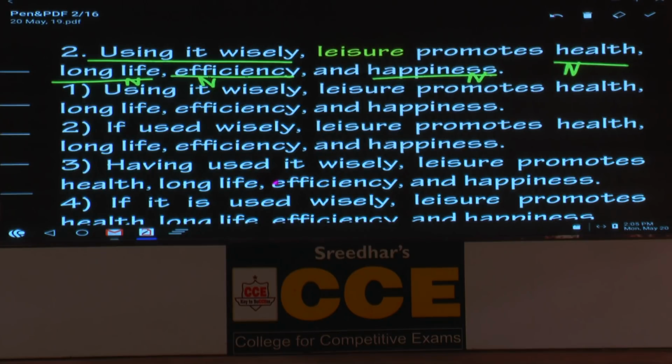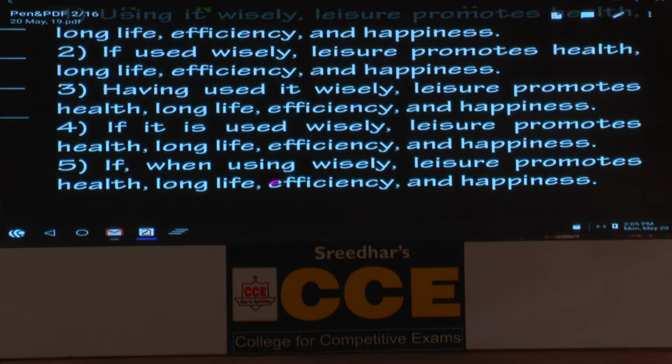Same thing repeated. If used wisely, leisure promotes health, long life, efficiency, and happiness. Hold this one. Having used it wisely, the sentence talks about a fact or something past or in future, happened in fact. Can you use the expression, having used it wisely? Having used, please underline the expression having used, it goes with present or past or future.